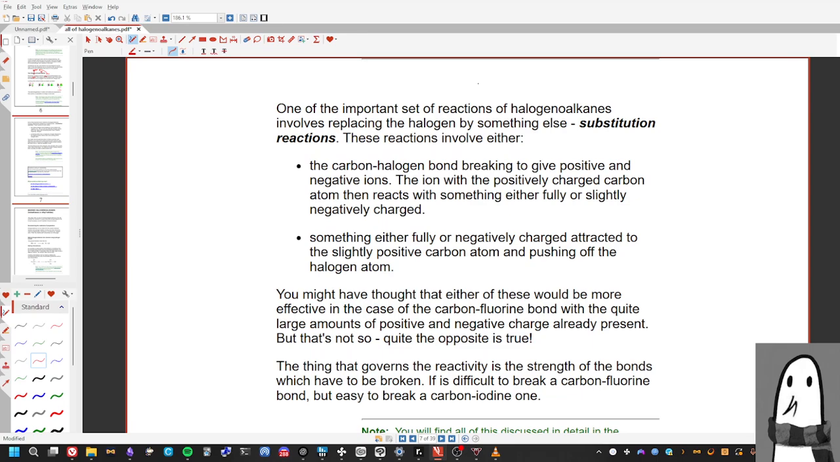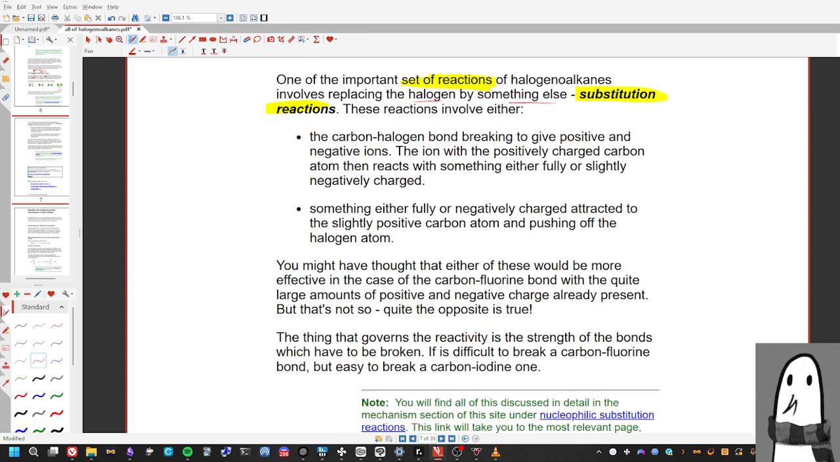One important set of reactions of halogenoalkanes involves replacing the halogen with something else. This is going to be one of your most important reactions. It's substitution reactions, where you have your halogen and it's being replaced by something else. That means these reactions will involve carbon-halogen bond breaking to give positive and negative ions. When you have carbon and your halogen, the halogen is going to be the most electronegative. So when this breaks, your halogen is going to be negative and your carbon is going to be positive.